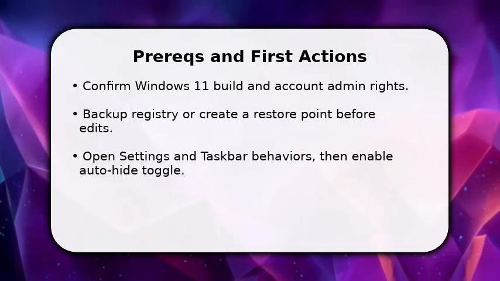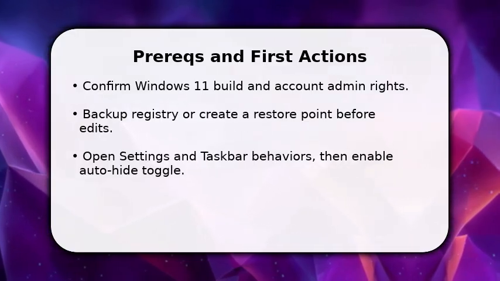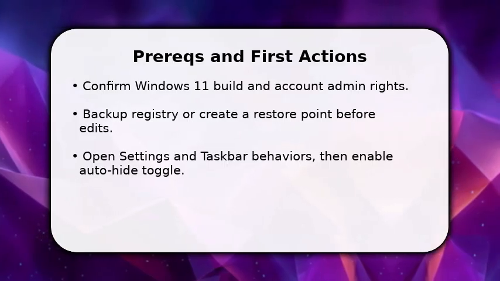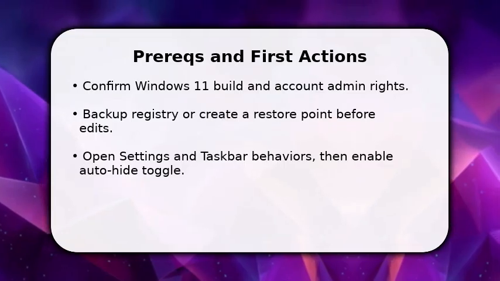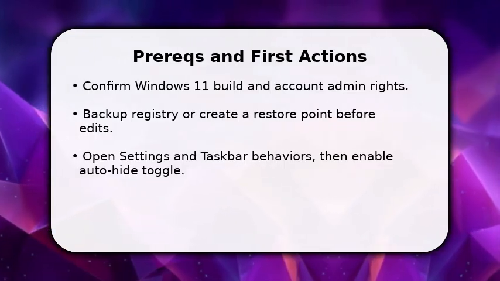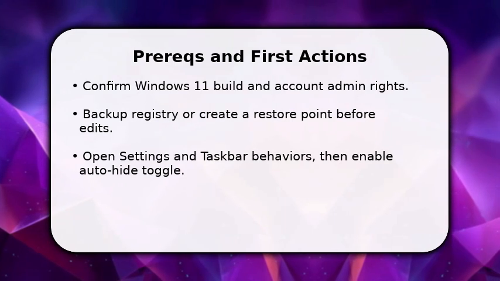Next, open Settings, go to Personalization, then Taskbar and switch Taskbar behaviors to auto-hide. This immediate step reduces clutter while we apply deeper changes. Make sure you follow each confirmation step to avoid permission errors later.